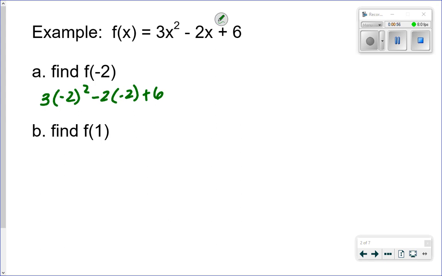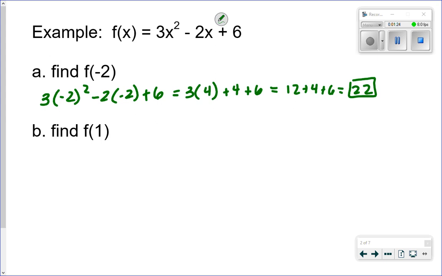So negative 2 squared is negative 2 times negative 2, which is 4. And now I just need to finish. 3 times 4 is 12. 12 plus 4 is 16. 16 plus 6 is 22. So f of negative 2 is 22.